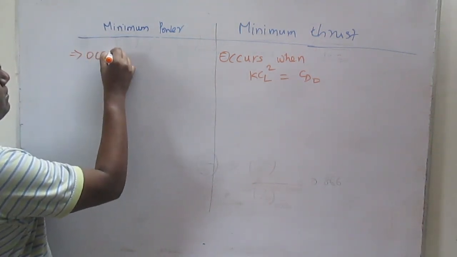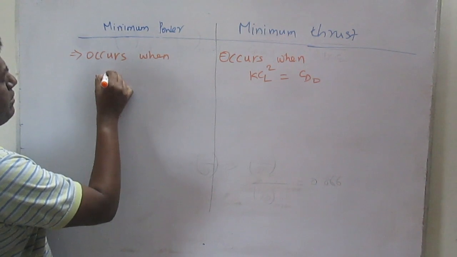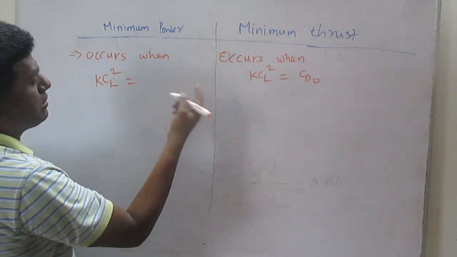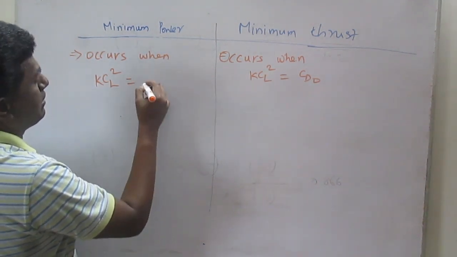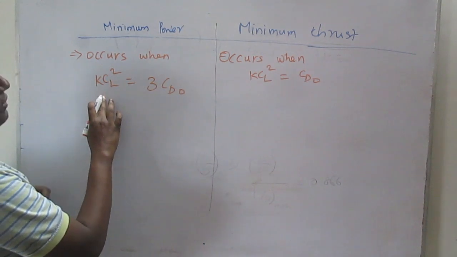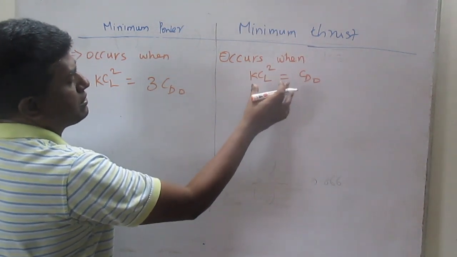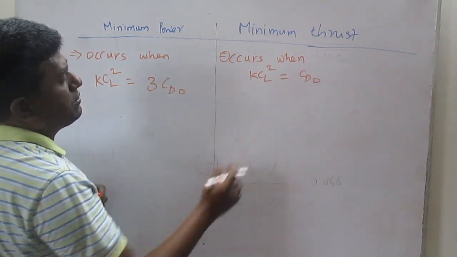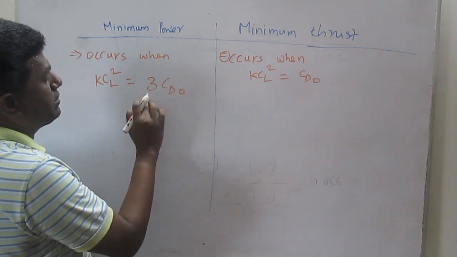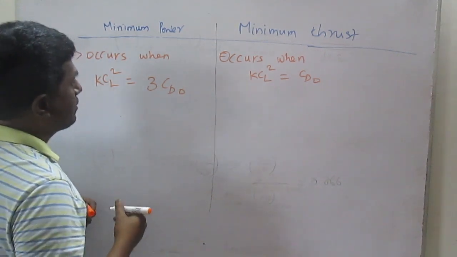Whereas minimum power occurs when the induced drag, KCL square, is much greater, or we can say 3 times the parasite drag, 3 CD naught. So this is one important aspect we have to understand. Minimum thrust, which is minimum drag, occurs when the induced drag is just equal to the parasite drag, whereas here the induced drag is 3 times the parasite drag. So this is one thing.